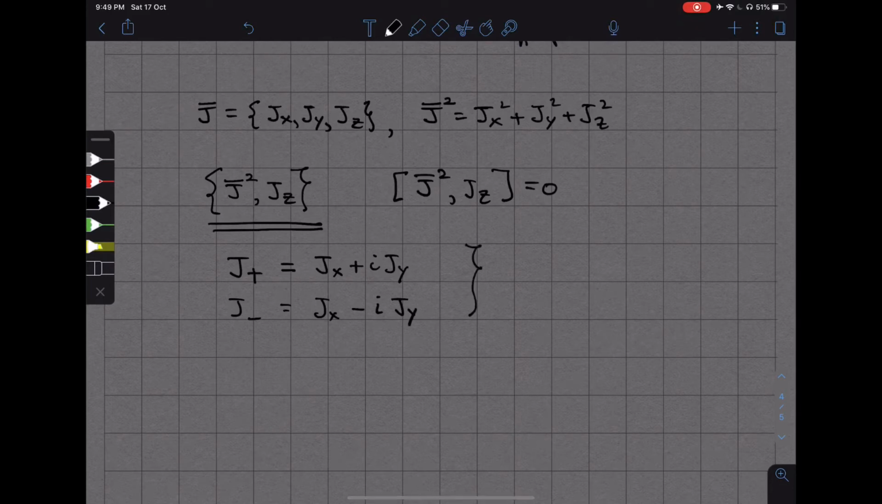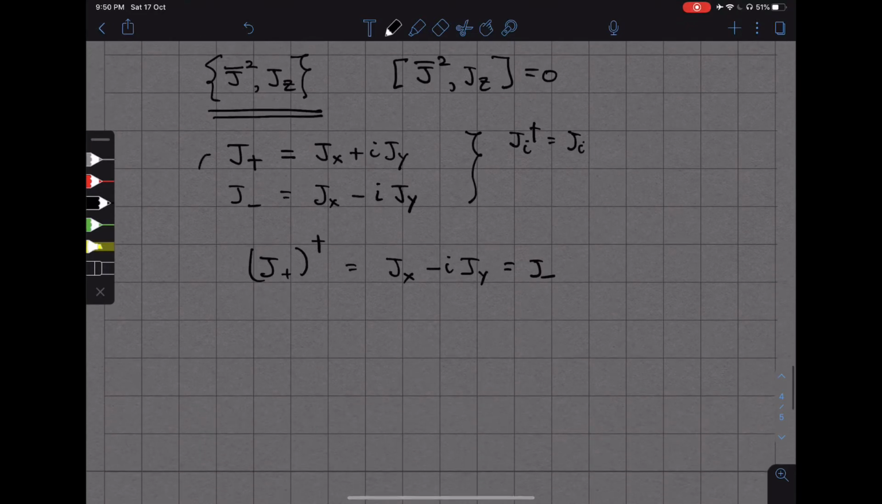Now, since Jx, Jy, and Jz are Hermitian, if I take J plus and take its Hermitian conjugate, then I'm going to have Jx. The plus sign will now become a minus sign because of the I, and Jy is Hermitian, so it will remain Jy. So we will get J minus. So we see that Hermitian conjugation just switches these two operators.